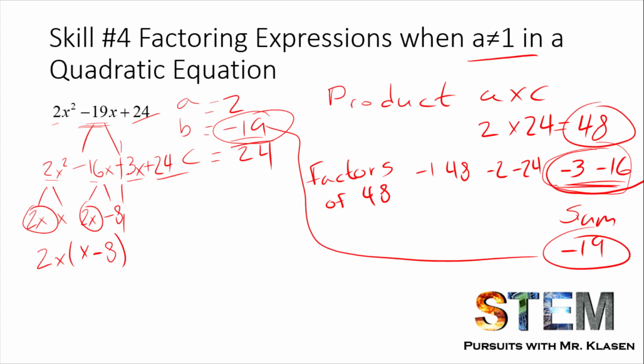And I'm going to do the same thing over here. I have negative 3x plus 24, and I see that negative 3 is a common factor of both of these terms. And again, I'm going to go negative 3 times x.